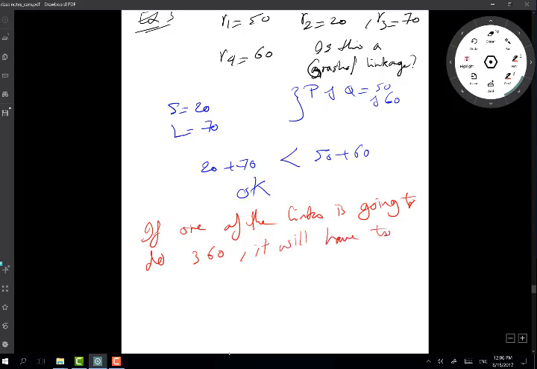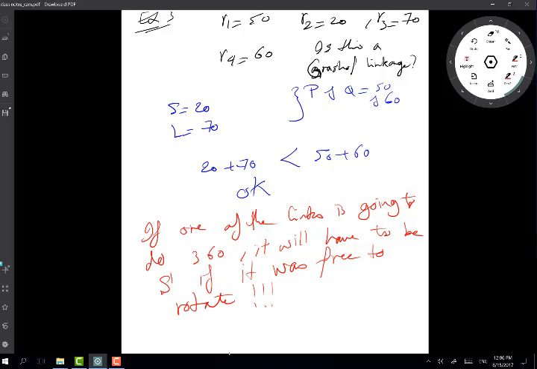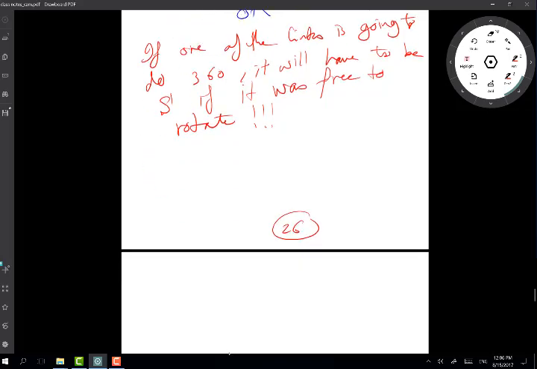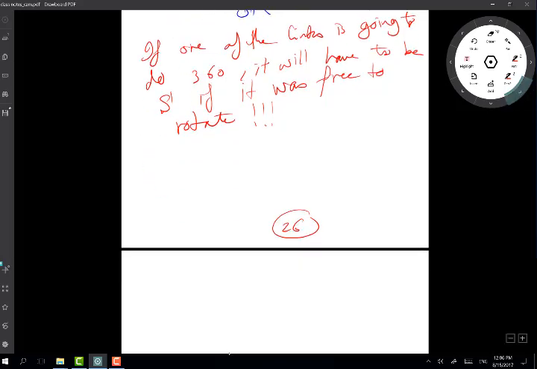If it was free to rotate, that's it. So if S is free, it will be the one that will do 360. All right, so if the linkage is Grashof, one link rotates, and this link is S if free, right? If it's not free, then two links will do 360. So let me just give you some more details on this.